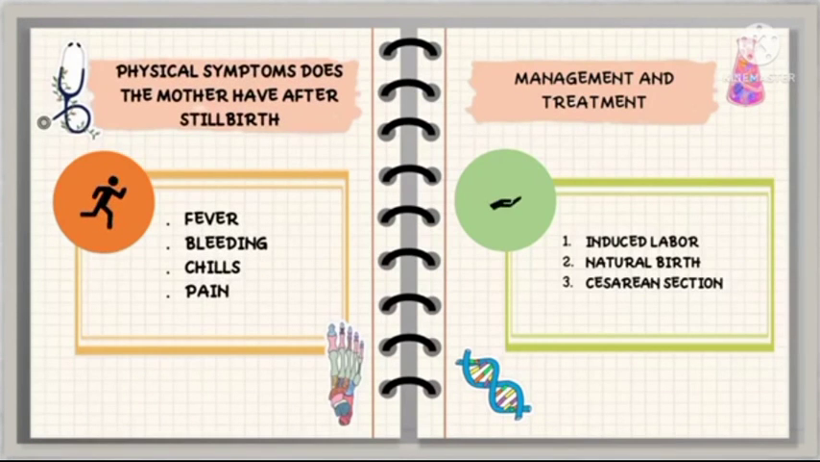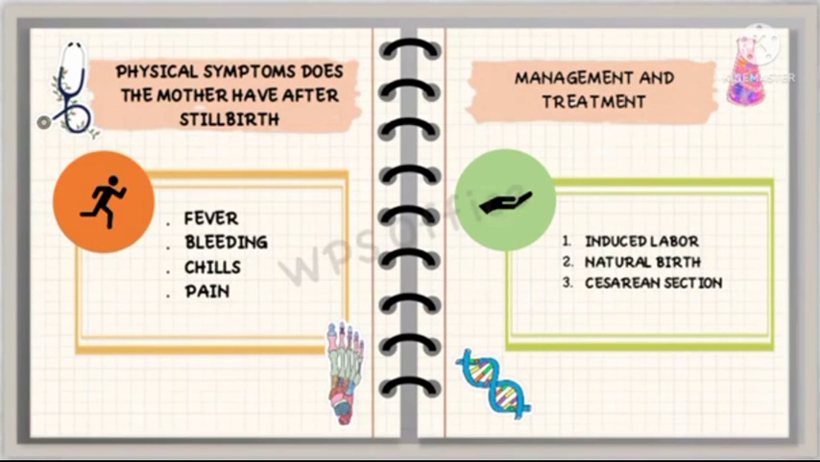Next are the physical symptoms that the mother may have after stillbirth. The mother may have fever, bleeding, chills, and pain. And lastly is the management and treatment. This treatment is applied if your baby has passed away before you are in labor. So these are the three options. First is induced labor, second is natural birth, and the third is cesarean section.